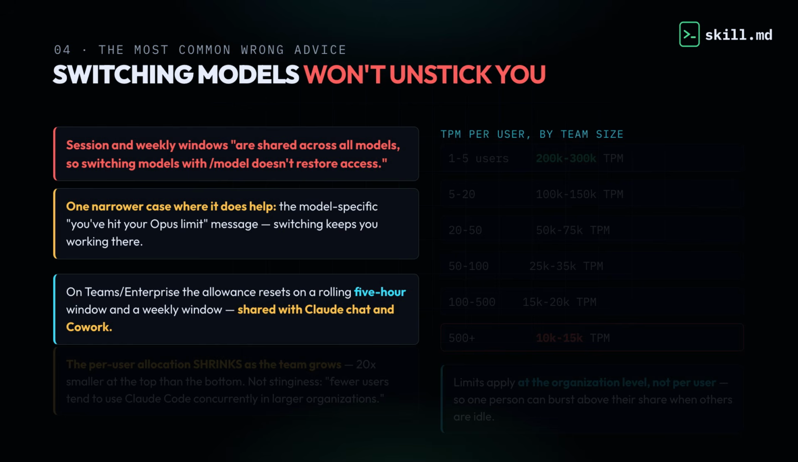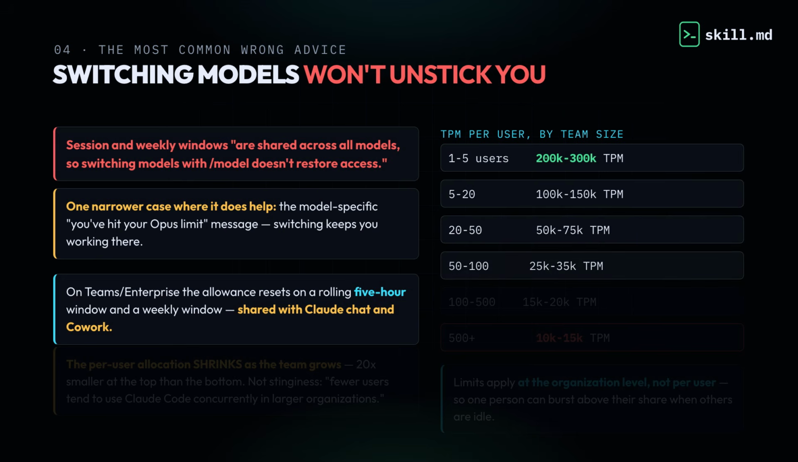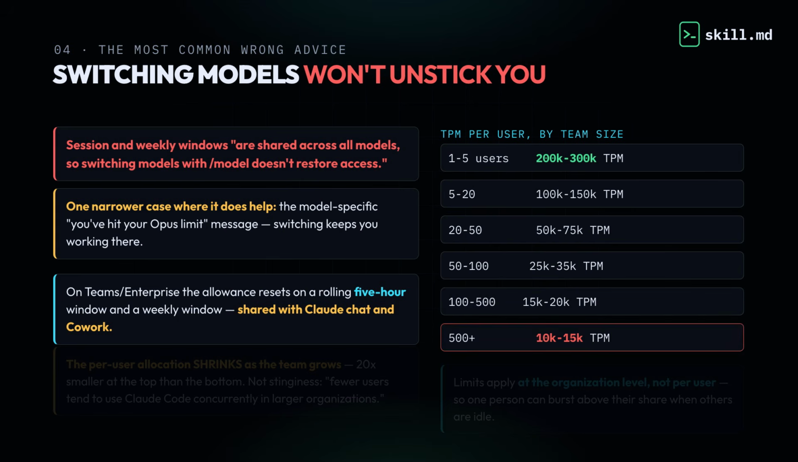1 to 5 users, 200 to 300,000 TPM each. 5 to 20, 100 to 150,000. 20 to 50, 50 to 75,000. 50 to 100, 25 to 35,000. 100 to 500, 15 to 20,000. 500 plus, 10 to 15,000 each.